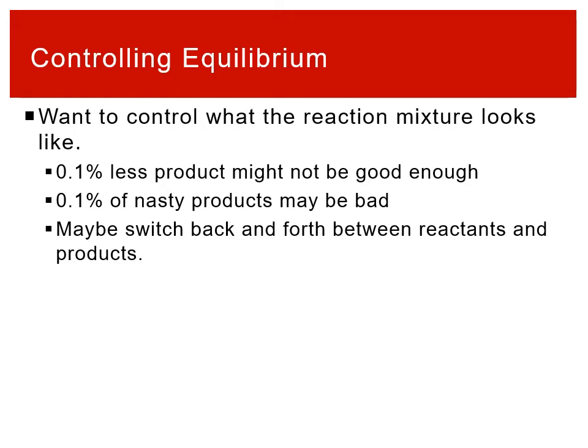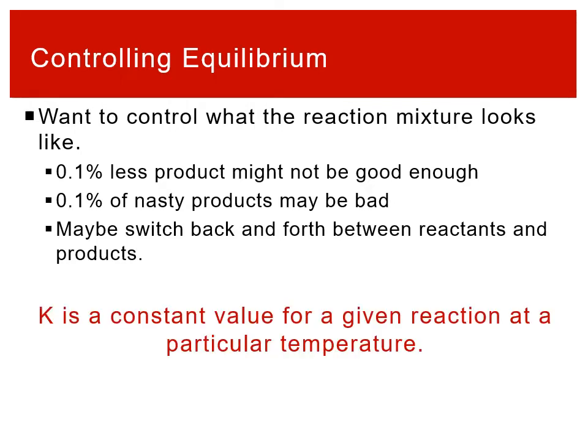Say you also may want to have a switch somewhere in the middle, one of those K equals, say, 20 reactions that you can have switch back and forth on and off between reactants and products. The thing is, K is a constant, right? If you have a given temperature, a given reaction, K is just a number. So you can't change that.